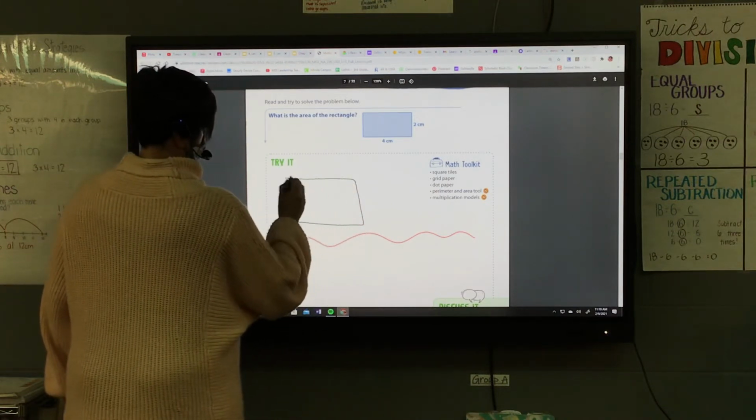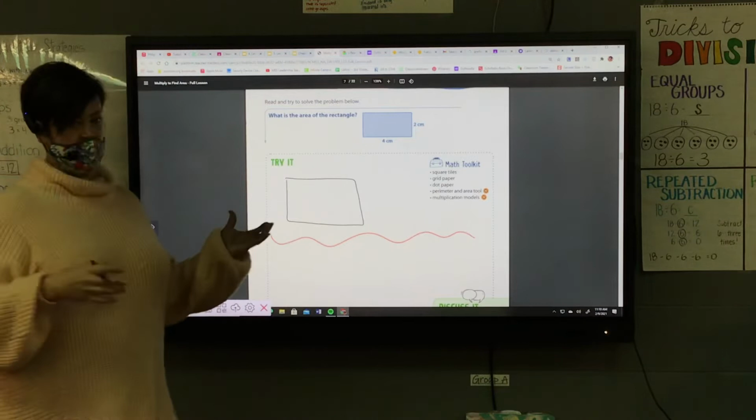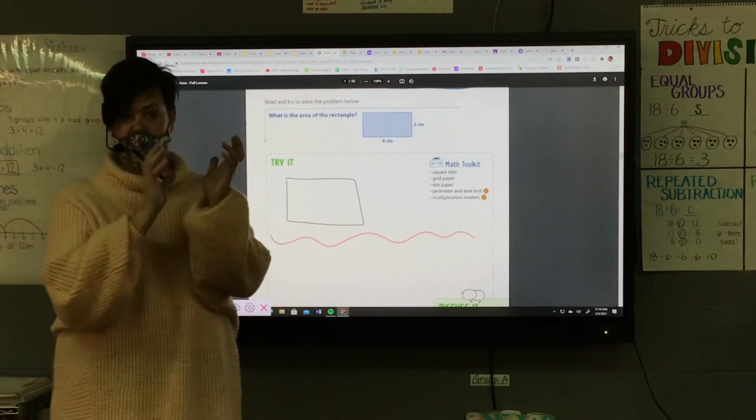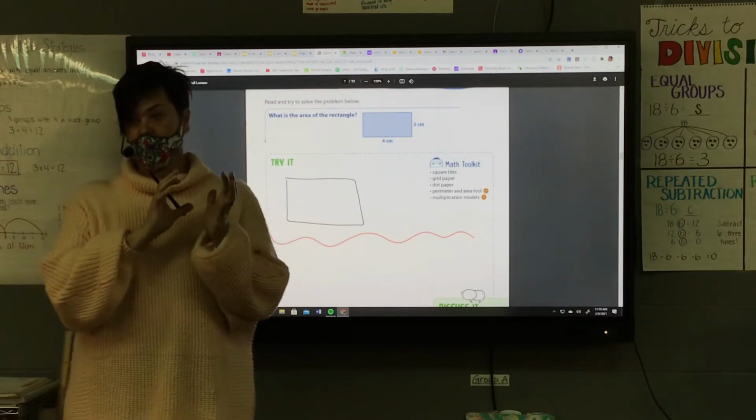For those of you that still need the visual of it, you could split this up into square units.